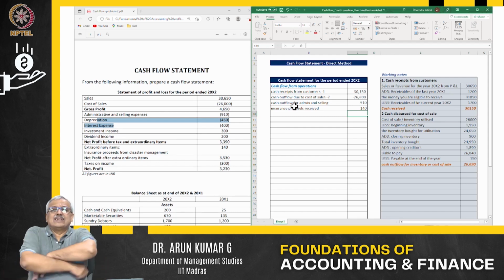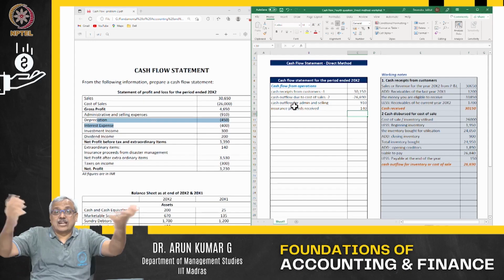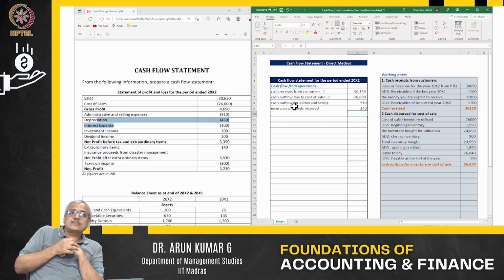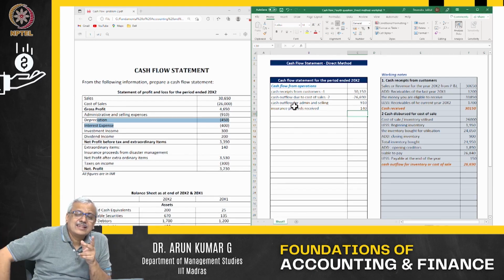If it were instead insurance amount received for a financial trading loss that occurred, which I had also insured, then I will not consider that insurance proceeds here. Then there is something called taxes on income, $300. Normally, these taxes are considered as cash outflow because of your operation. Why? Because you are expected to make profit on the core operation, so you are expected to pay tax on the profit that you have made from the core operation.